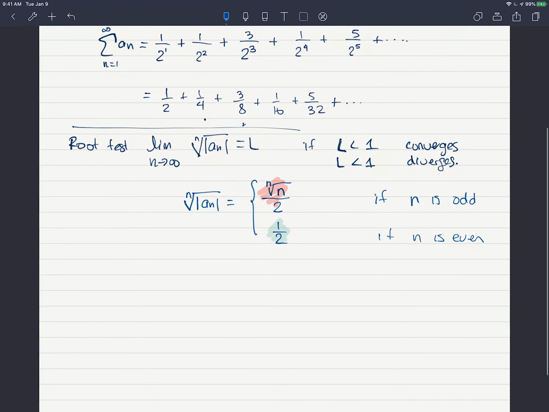Now, something to notice is that the nth root of an, and I'm not going to put the absolute values now since we don't need them, they're positives, is always bigger than or equal to 1/2, because this term here is really 1/2 times the nth root of n, and the nth root of n is going to be bigger than 1. So this quantity is bigger than 1/2.